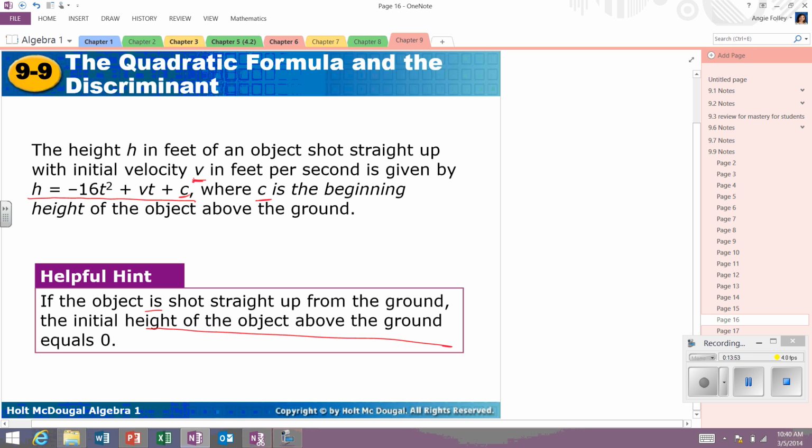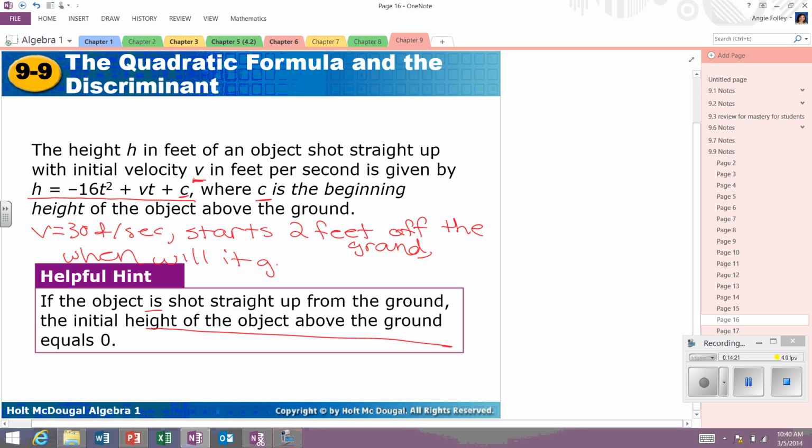So in a particular problem, they want to know, if the initial velocity is equal to 30 feet per second and the object starts 2 feet off the ground, when will that object get up to 20 feet if it's shot up?